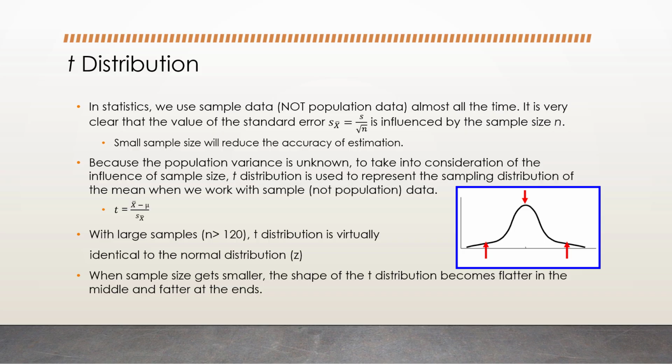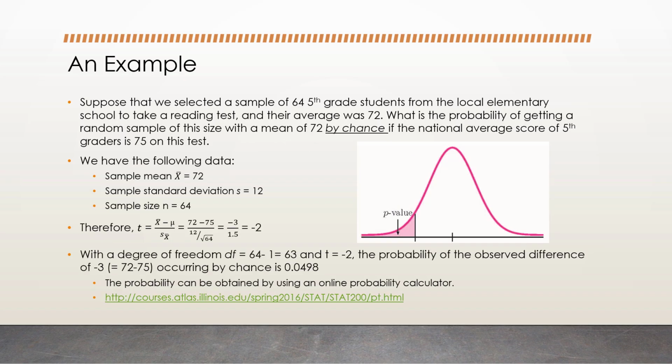With large samples, say n is greater than 120, the t-distribution is virtually identical to the normal distribution. But when the sample size gets smaller, the t-distribution becomes flatter in the middle and fatter at the ends. That's why the t-distribution is used in inferential statistics when we work with sample data. It accounts for the influence of sample size. Let's look at an example to see how the t-distribution is applied in a statistical test.